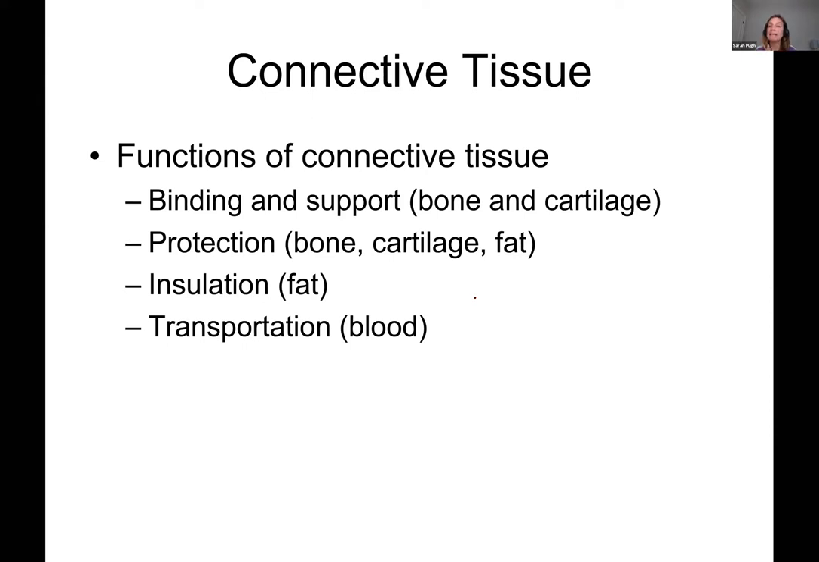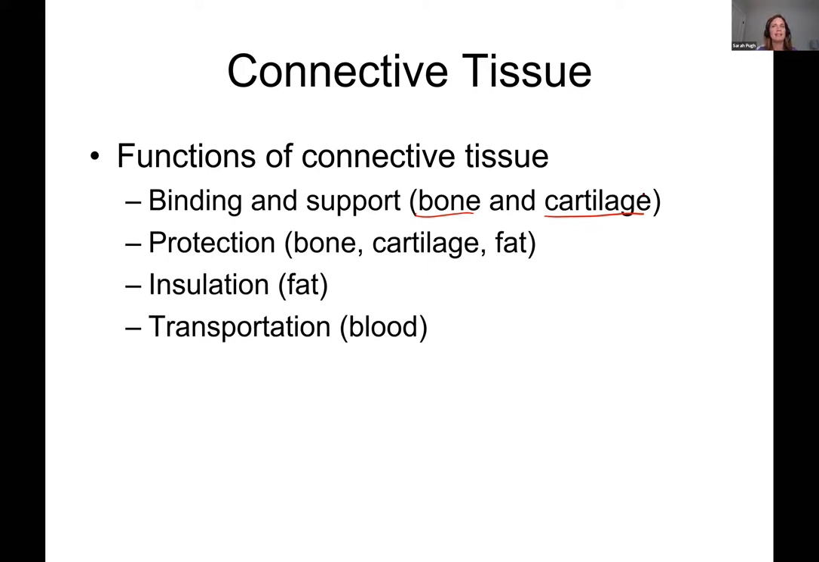They all bind and support. So bone and cartilage, these are great at binding and supporting things together. They give your body a framework. All of our connective tissues provide protection, right? Bone is very protective, right? Around your soft nervous tissue, you've got cranial bones. Cartilage, again, you've got costal cartilage in your ribs, which is helping to provide that bony thorax and that protection around your heart and lungs.